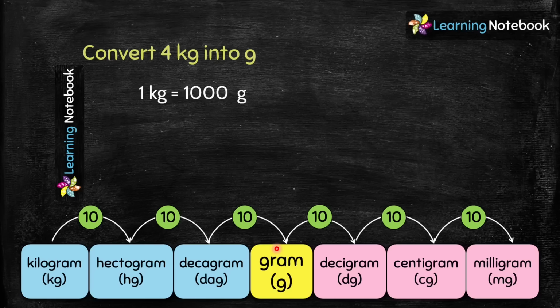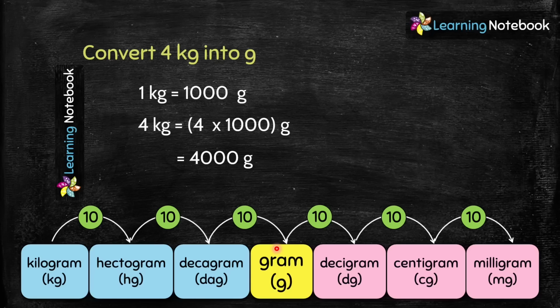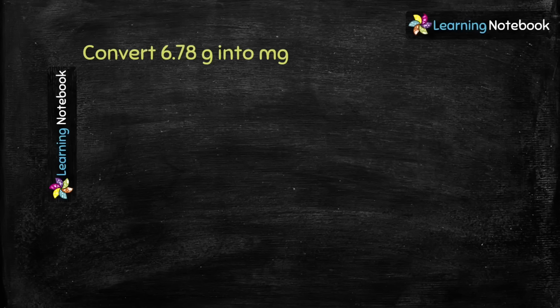So students, always remember this diagram. You need not remember any conversion. Just remember this diagram and you can solve any type of question. Now coming back to our question. So 4 kilogram would be equal to 4 multiplied by 1000 gram, which is equal to 4000 gram. So we have converted kilogram into gram. Let's do next question.